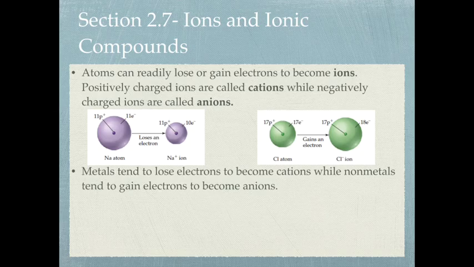And so that's why if you have an ionic compound, it's between a metal, which lost the electron, and a nonmetal, which gained the electron or electrons.